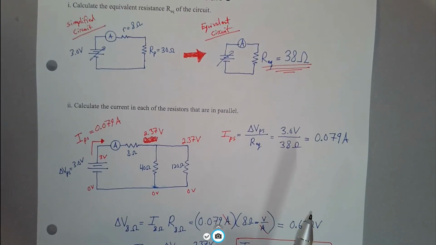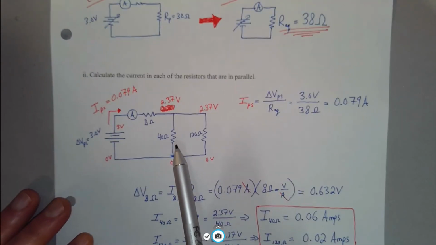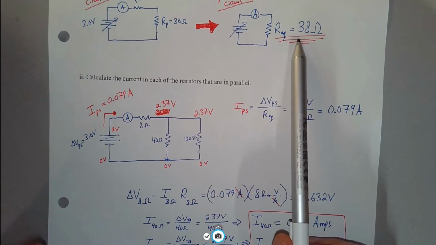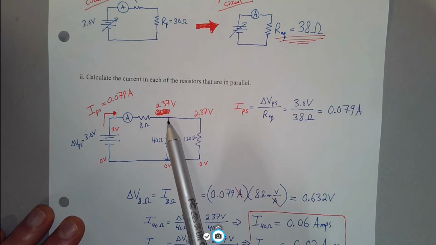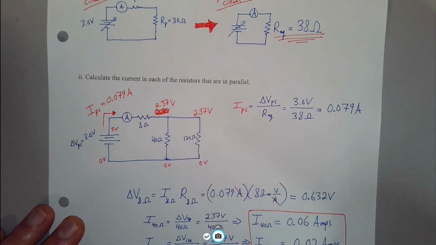The last part, part 2, says to calculate the current in each of the resistors that are in parallel. So we go back to not our simplified form here, right? Well, we know what this is. We'll have to use that in just a minute, but it's asking us to calculate the current going through the 40 ohm and the current going through the 120 ohm.